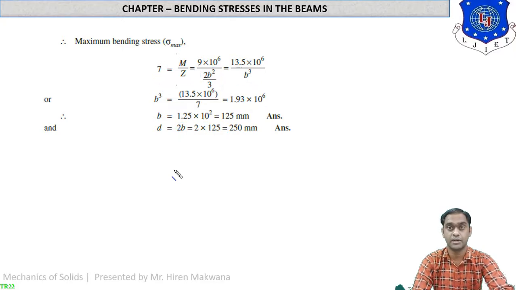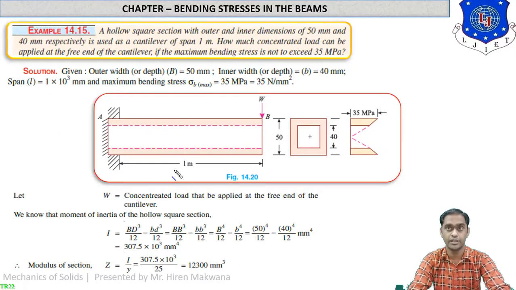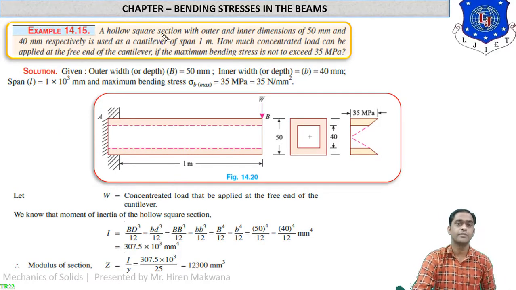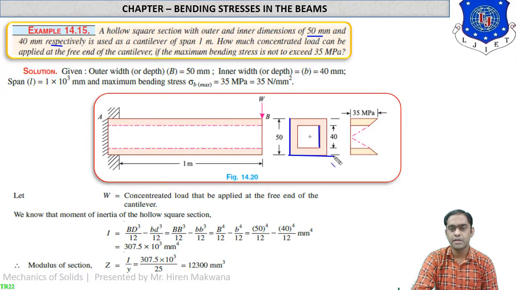What happens with the hollow rectangular section? This is a very important numerical, you see. Example 14.50. A hollow square section with outer and inner dimensions of 50 mm and 40 mm respectively. You can see this is the hollow rectangular section. The outer depth is 50 mm and the inner depth is 40 mm. It is square, so the horizontal dimension is also 50 and the inner horizontal dimension is 40. So it is the square cross section.